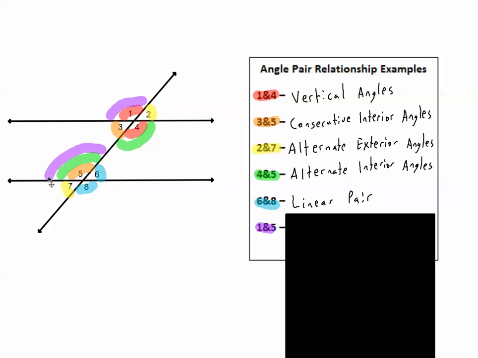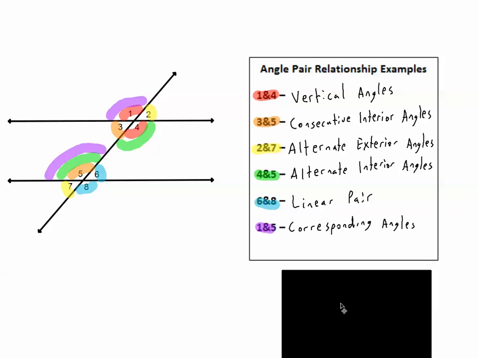And lastly, in purple, 1 and 5, or 5 and 1. I notice that we have one in the exterior and one in the interior, so that's going to rule out alternate exterior, alternate interior, and consecutive interior. Can't be those because you can't have one on the inside and one on the outside. What you do see though, 5 is in this top left part of the intersection, 1 is in the top left part of the intersection. Because they are in air quotes the same spot, you're looking at corresponding angles.